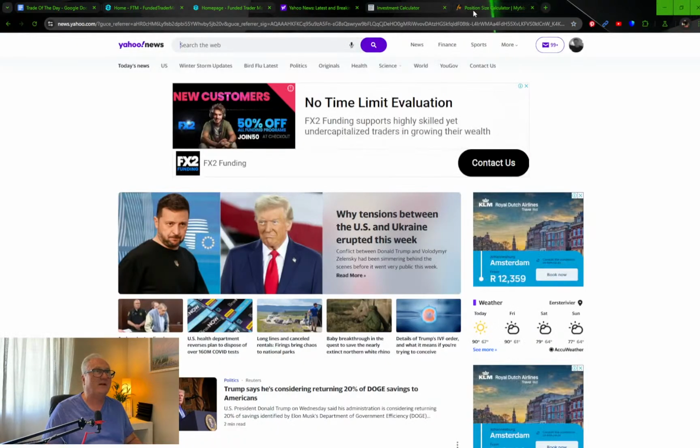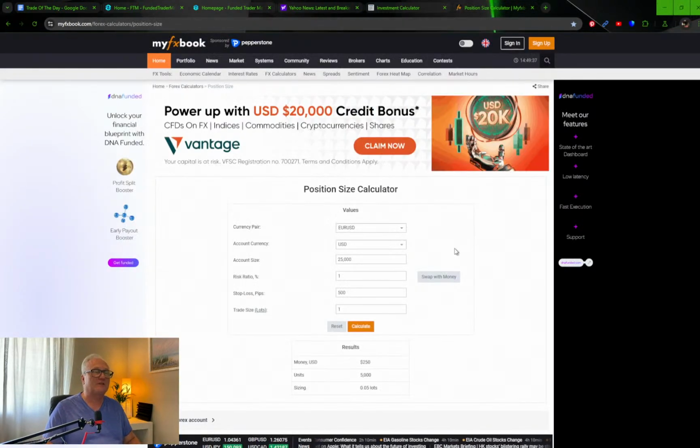I didn't want to land on that. I'm actually looking for this. Yeah, position size calculator. Position size calculator is, you can use this if you've got MT5 or something like that. It works for FX, like my FX book. They're free. I don't even sign up. It's sign in, use it.